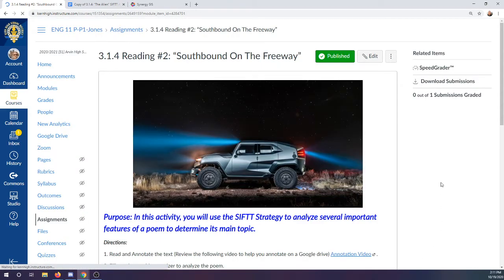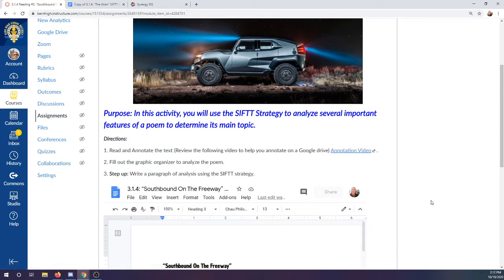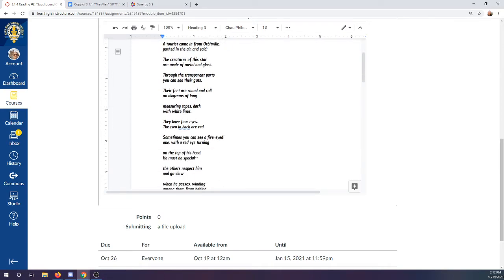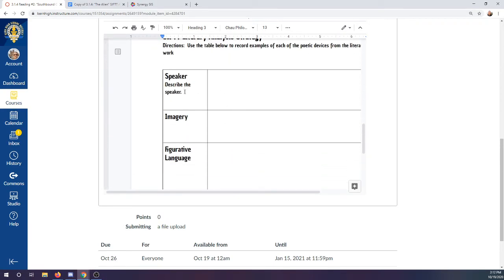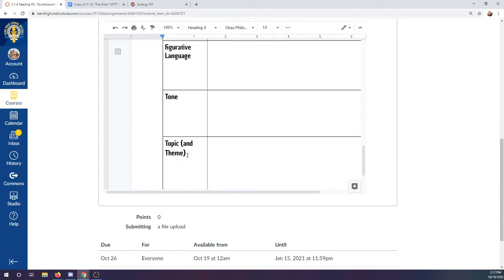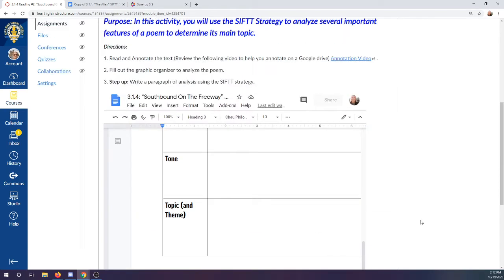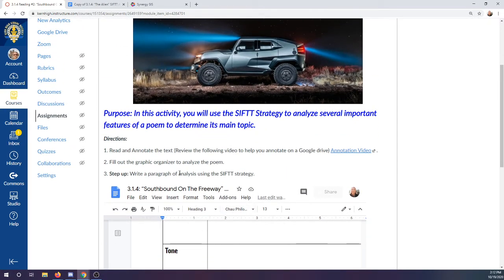The last reading that we'll do this week is another poem with a similar theme and a similar topic, titled Southbound on the Freeway. For this, it's going to be exactly like the first assignment, so I'm not going to break it down for you like I just did with the last poem. Just as before, you'll read and annotate the poem. At the bottom, you'll tell me the speaker, the imagery, the figurative language, the tone, and the topic. And if you want, you don't have to, you can write me a short analysis of the poem. Tell me what's going on.